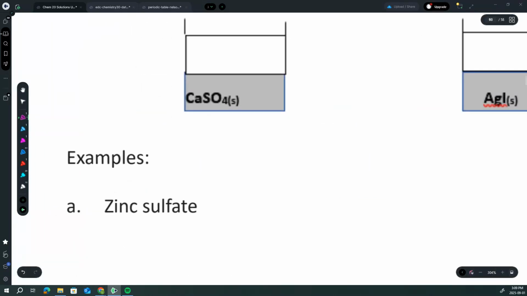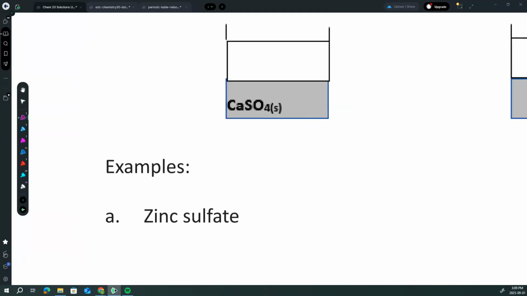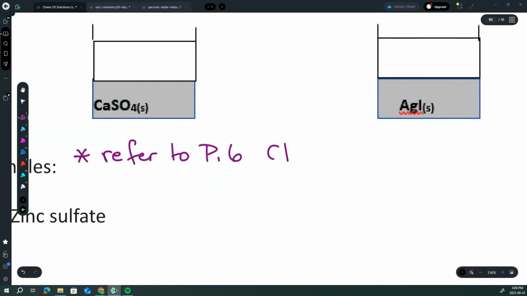So for our examples, we're always going to be referring to the solubility table on page 6 of your Chem 30 data booklet to check the solubility specifically for ionic compounds. Bases do count, or strong bases do count as ionic compounds because it's a metal with hydroxide. So it's a metal with one or more nonmetals, which is the definition of an ionic compound. So refer to page 6, Chem 30 data booklet.